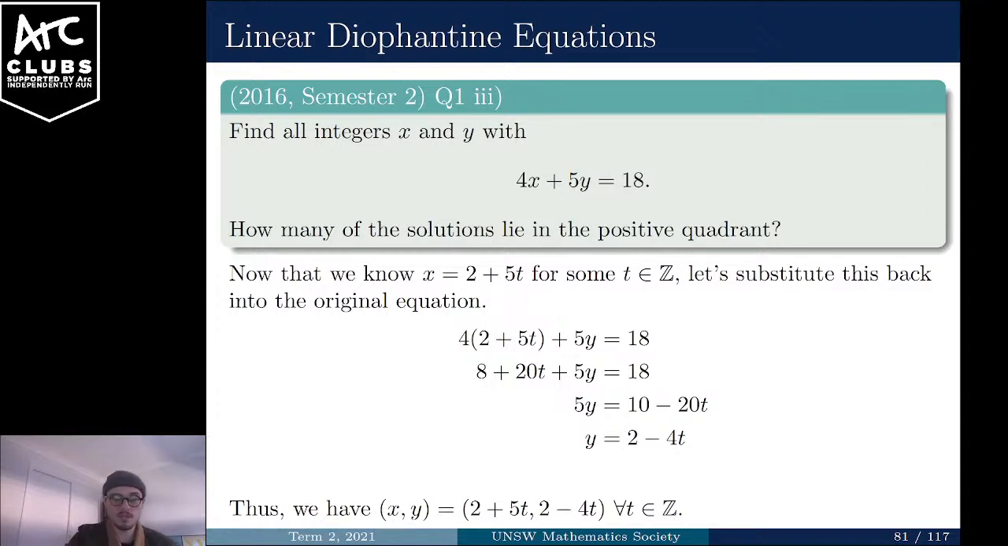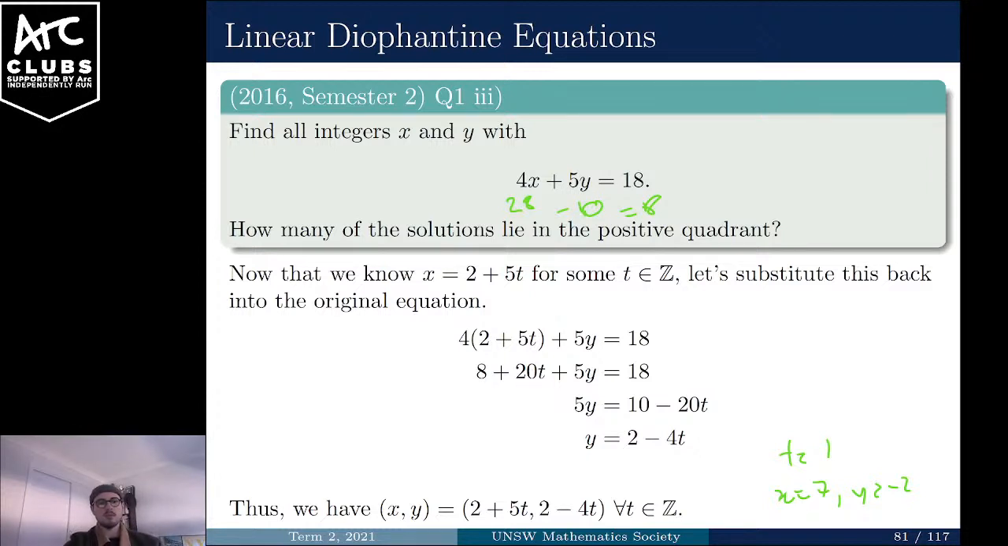Let's just quickly test this out. Let's see if it works. T is 1, so then x is 7, y is -2, so we've got 28 minus 10, 18. Cool, it works. If it didn't, it would have been really embarrassing. But yeah, it works. Great.